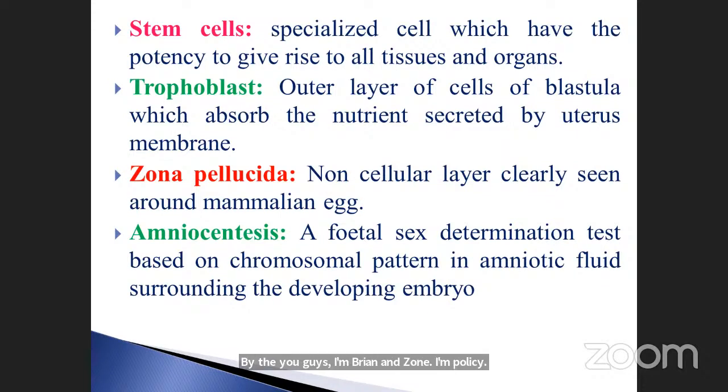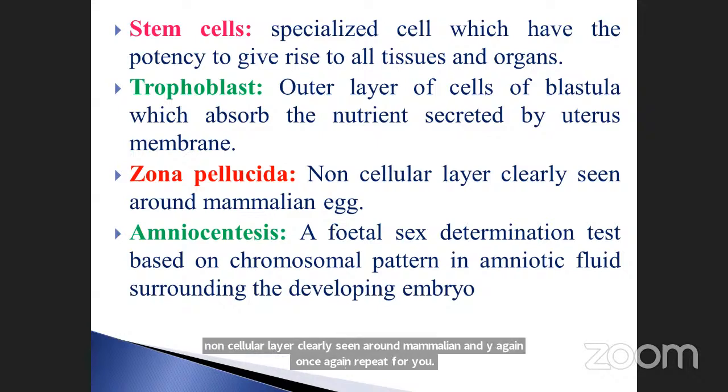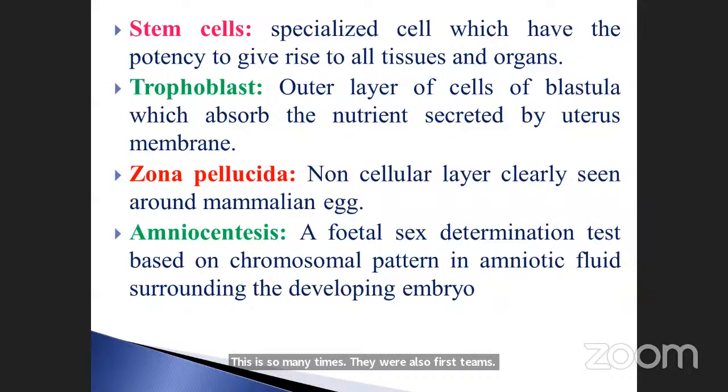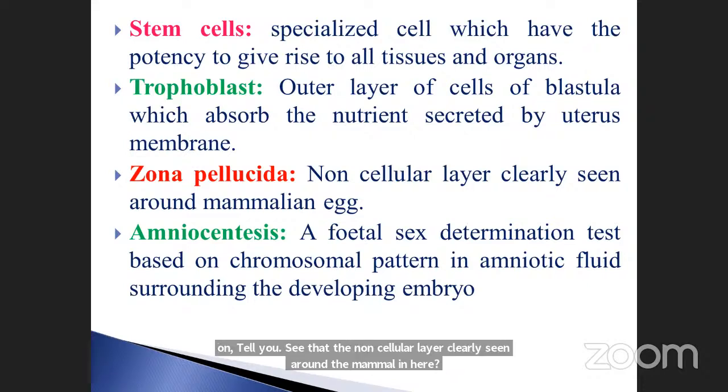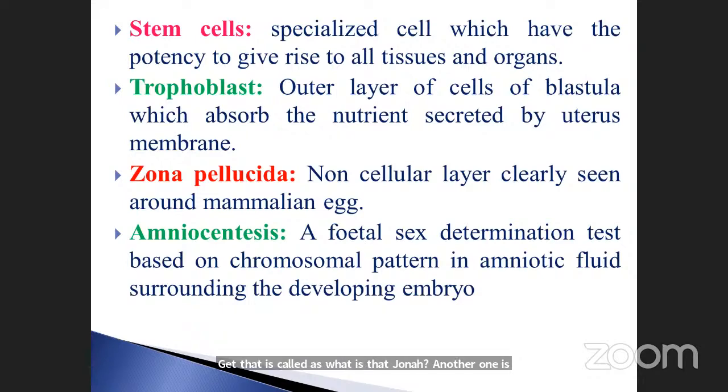This is also very, very important. The non-cellular layer clearly seen around the mammalian egg. Once again, repeat for you. So many times they asked questions on this. Zona pellucida, the non-cellular layer clearly seen around the mammalian egg. That is called as, what is that? Zona pellucida.